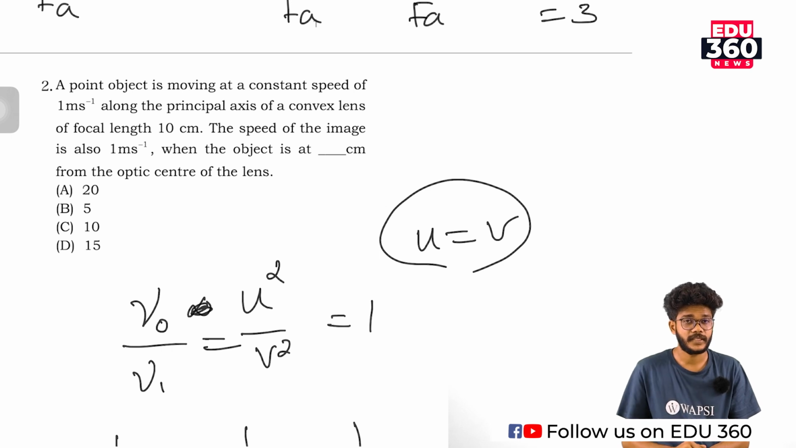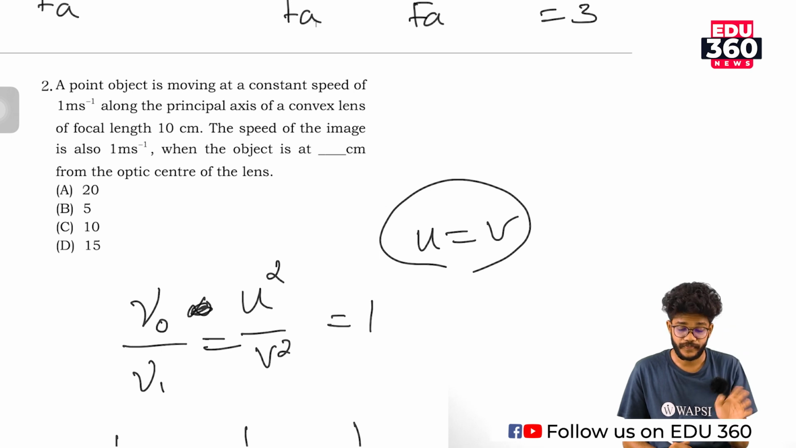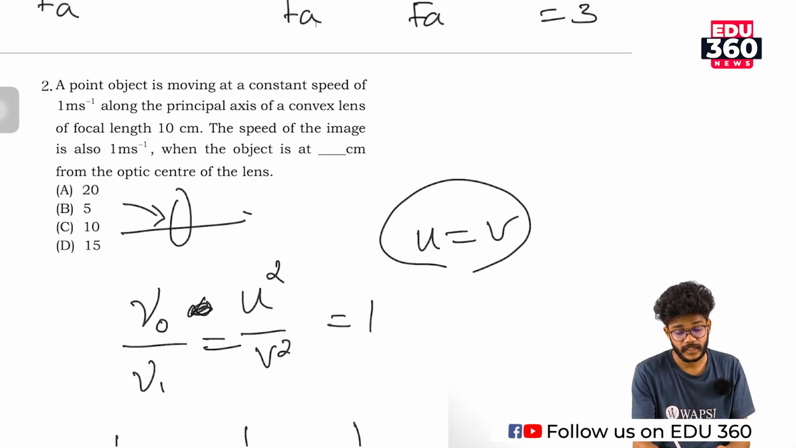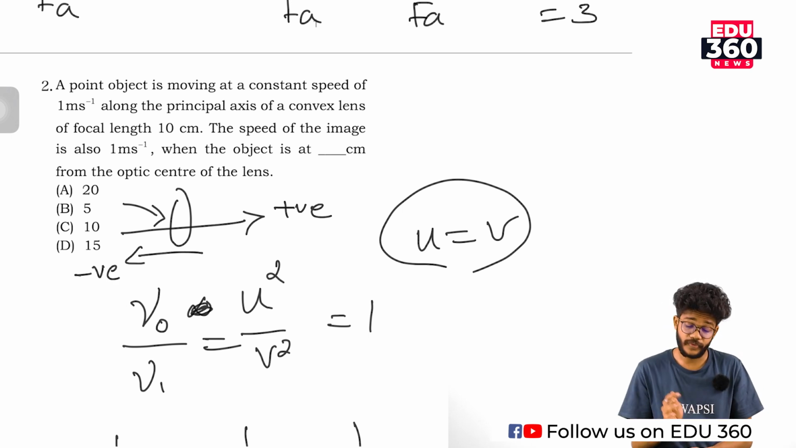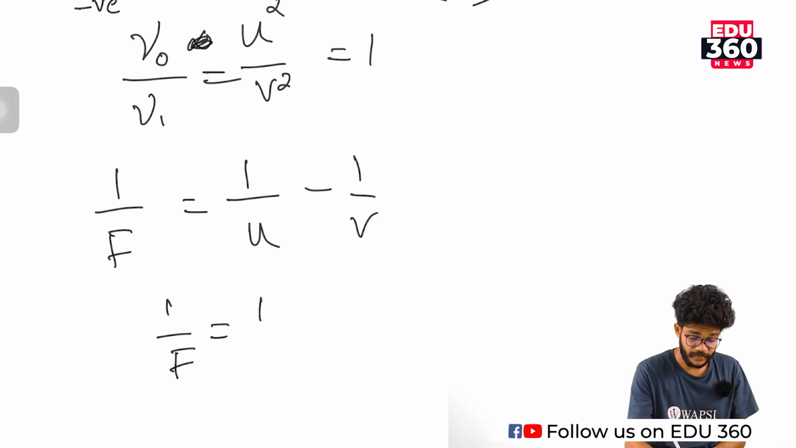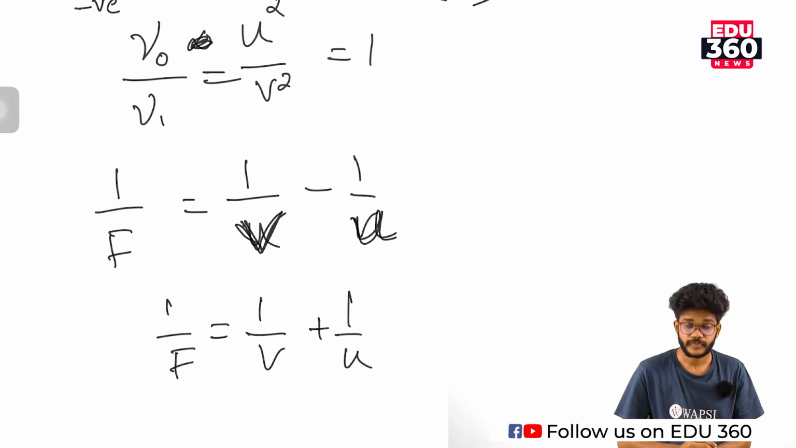What does the sign convention say? The direction of the ray is to be taken as positive. So if this is the lens and this is the direction of the wave, this direction is positive and this direction is negative. Correct? So we can take u as minus u. So 1 by f is equal to 1 by v minus 1 by u, which gives 1 by v plus 1 by u.